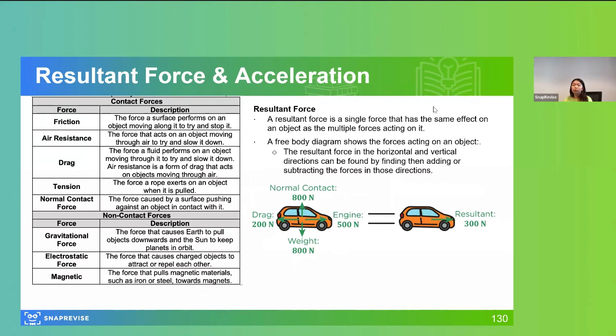So a resultant force is just a single force that has the same effect on an object. And usually if the forces are opposite, you're going to subtract them. If they're in the same direction, you're going to add them together. That's how you figure out resultant forces.